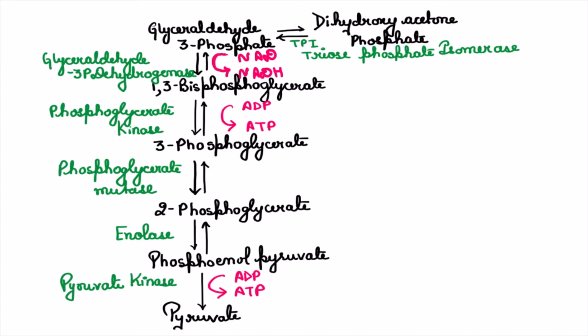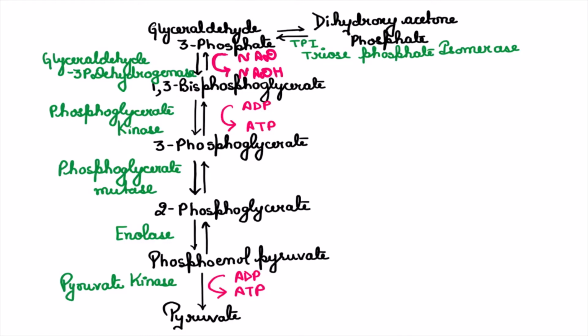Let's now see the second half of glycolysis, where whatever dihydroxyacetone phosphate is formed, वो सारा का सारा glyceraldehyde 3-phosphate में convert हो जाएगा. So all the reactions after this will be multiplied by 2. That means eventually हमारे पास दो pyruvate बनेंगे एक glucose से. So glyceraldehyde 3-phosphate is converted to 1,3-bisphosphoglycerate by the enzyme glyceraldehyde 3-phosphate dehydrogenase.